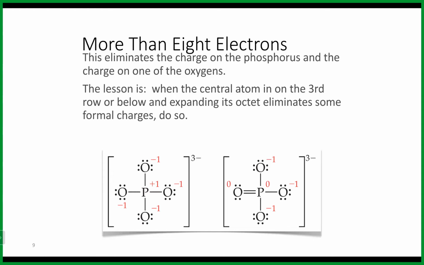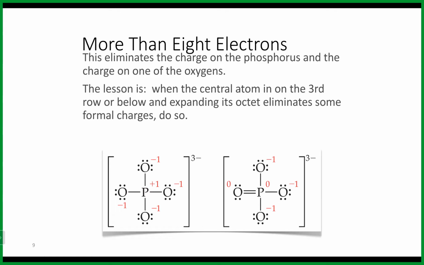The lesson is when the central atom is in the third period or below, or third row or below. Remember, row and period are synonymous. Expanding its octet is what we want to do if it's going to eliminate some of those formal charges. So in this case, by expanding the octet on that phosphorus, we change the formal charges of two of those atoms from plus or minus 1 to just 0. So that's just going to be a more favorable structure.